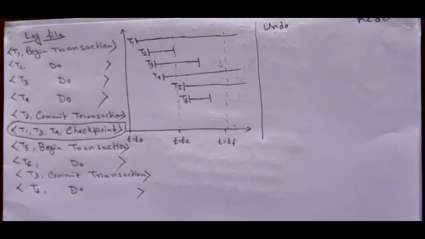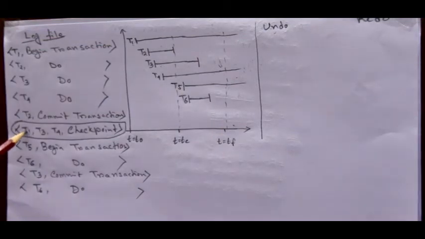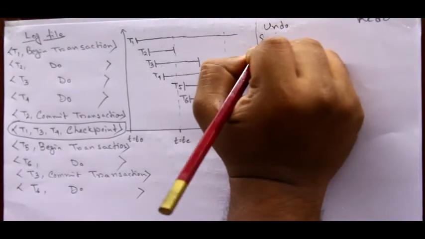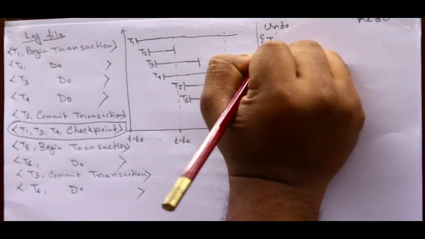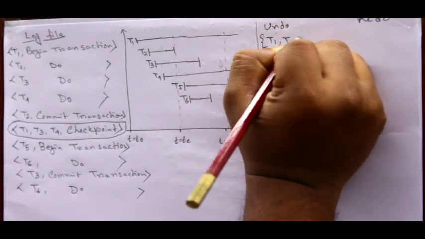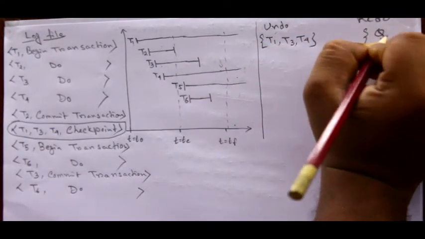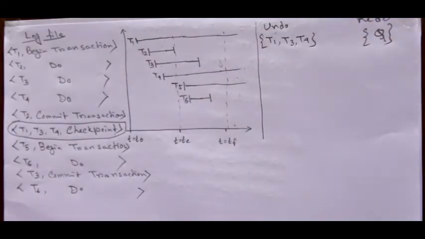Next, initialize the undo set with the set of active transactions in the last checkpoint. You can check that in the last checkpoint the active transactions are transactions T1, T3 and T4. So write those transactions in the undo set, that is T1, T3 and T4. And initially in the redo set there is nothing.